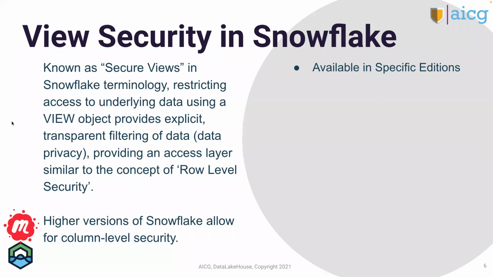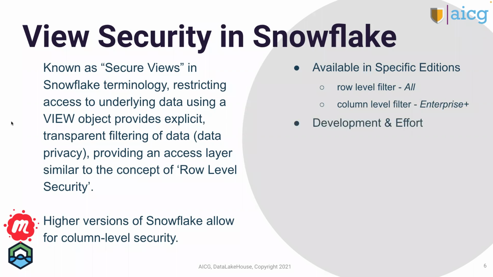So really it's this ability to restrict access to underlying data by using a view object, which overlays basically a table object that provides this transparent filtering of data to allow for data privacy. We'll talk more about different versions of Snowflake and different capabilities. But when we look at the basic editions of Snowflake, row level view security, or view security, is available at all levels for the most part. And then there's another higher level called column level view security.